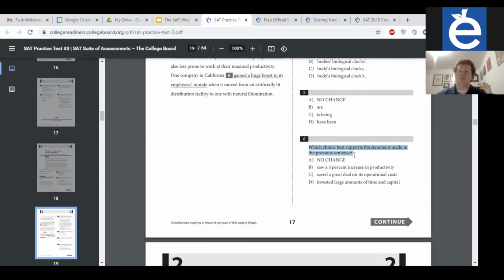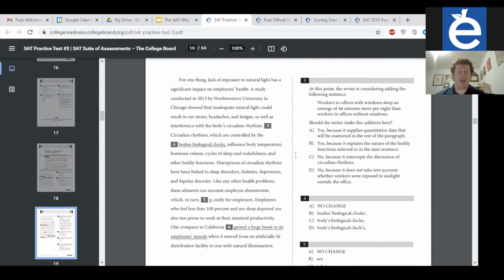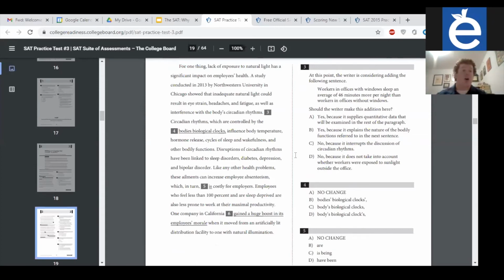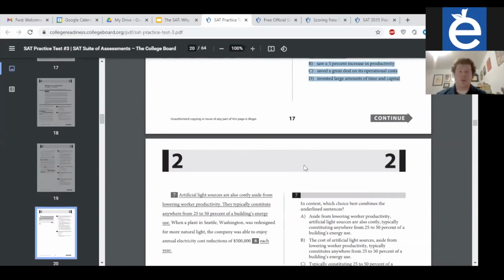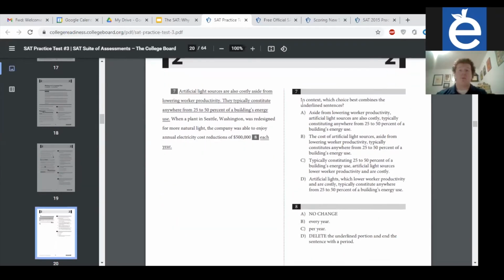Which choice best supports the statement made in the previous sentence? There we've got a rhetoric question. We have to think about what supports it. So this is what we're looking at. It is an essay. It's making an argument. Somewhere right before number 6 here, in this sentence, there's a claim that we have to support logically. That is, we have to think about what is going to support it as a claim. So that also is probably going to require a little bit more context, a little bit more time than the punctuation, the rules-based questions. Okay, moving on to number 7.